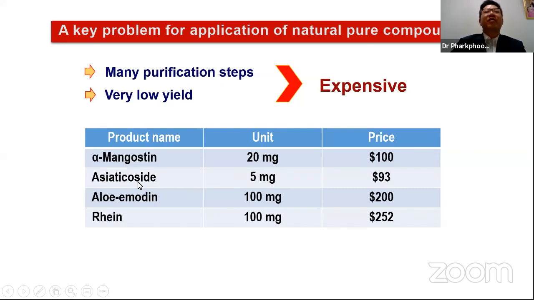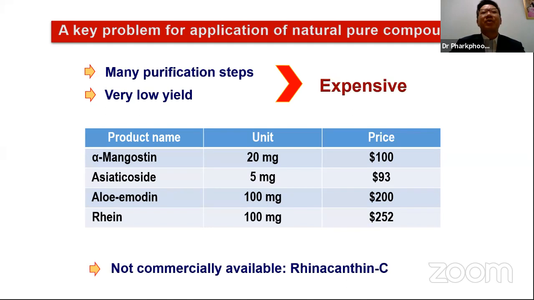Or acetylcholine from Centella asiatica: only 5 milligrams costs almost $100 as well. So this is the price in the scale of milligrams. But for industrial application or commercialization, you need the active compound in the scale of kilograms. So it's very difficult to produce the pure compound in large amounts if you do not have a method for chemical synthesis. It's really like a bottleneck in the development of herbal medicine from pure compounds.